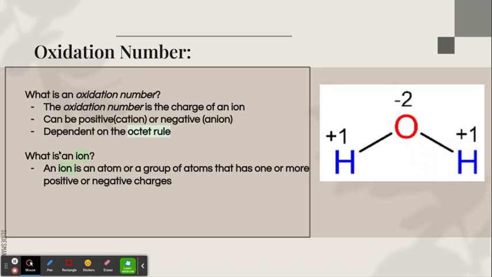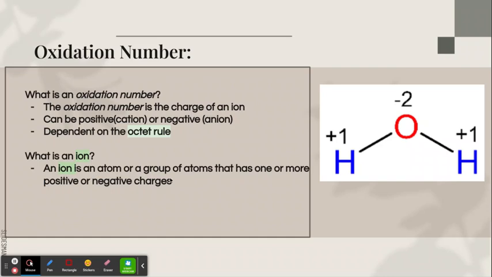The oxidation number. What is an oxidation number? The oxidation number is the charge of an ion, and this can be positive or negative. A positive is a cation, and negative is known as an anion. These are dependent on the octet rule. What is an ion?